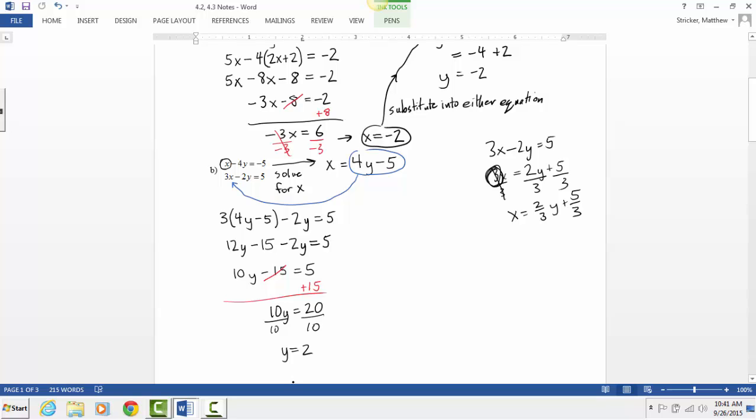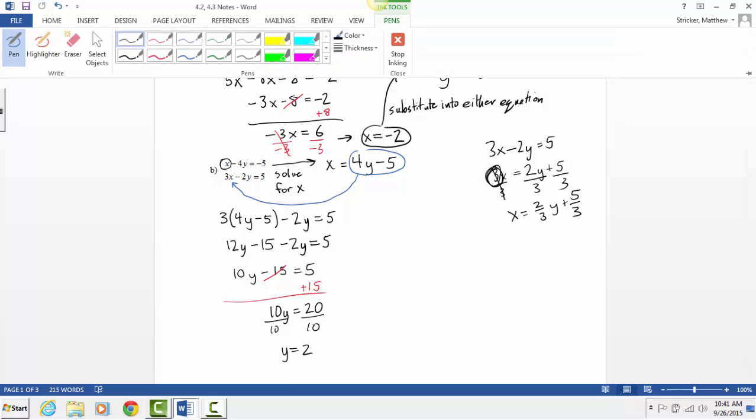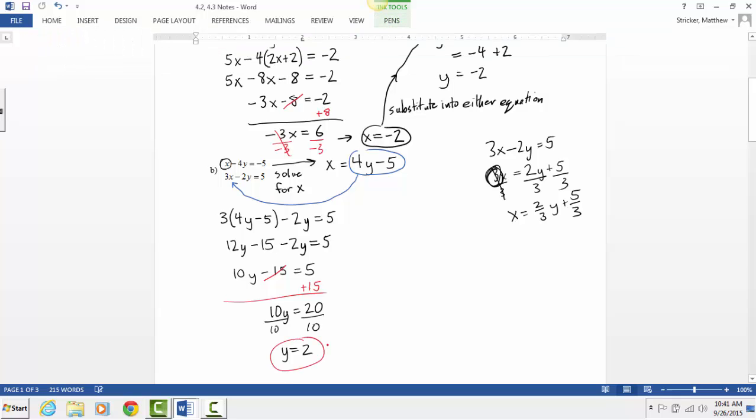Now remember, that's just the y value. We need an x and a y. So now we can take that and substitute back into either equation. I'm going to go ahead and pick the first equation that we already manipulated, because then we know that x is equal to 4 times y, but y is 2, minus 5. 4 times 2 is 8. 8 minus 5 is 3. So x equals 3, and our answer is (3, 2).